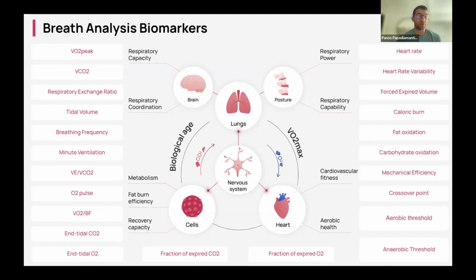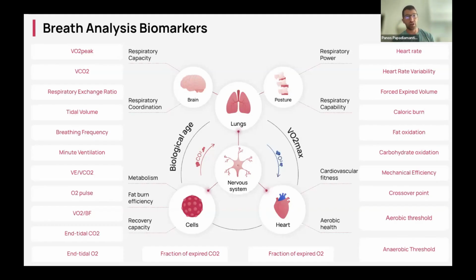Besides O2 pulse, another thing that is extremely important, and very few people know about it, is the VE over VCO2. VE over VCO2 shows us oxygen perfusion in the lungs. In other words, it is showing us how efficiently the lungs are absorbing oxygen and clearing carbon dioxide. Another very important one that the doctor alluded to is fat oxidation and carbohydrate oxidation.